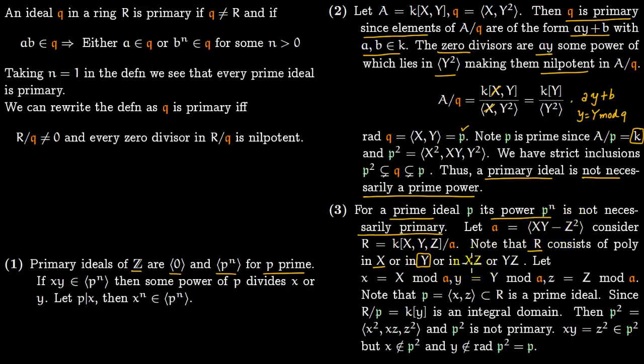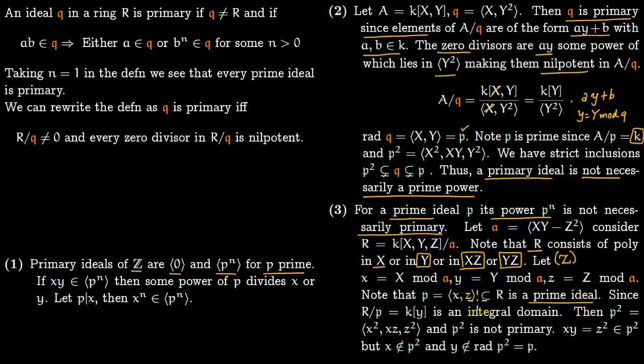So you have polynomials in x, z, or you have polynomials in y, z, or you have polynomials in just z. So basically you don't have polynomials in x, y, you have everything else. Now you put small x as capital X modulo A, small y as capital Y modulo A, small z as capital Z modulo A. So now notice that this P, this (x, z) in R, is a prime ideal.